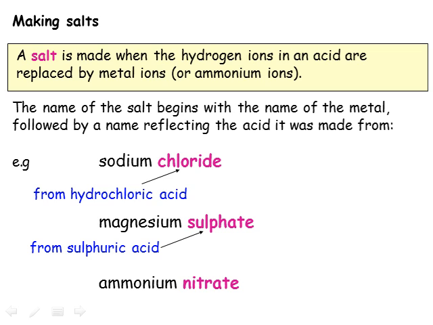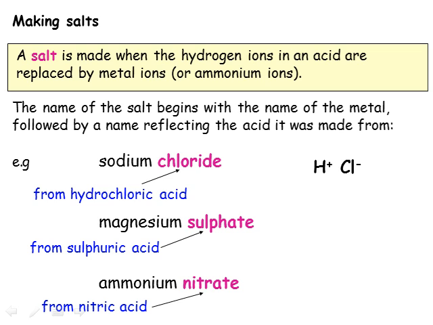Ammonium nitrate is an important fertilizer. It's made by replacing the hydrogen ions with ammonium ions. The acid we use is nitric acid. All nitrate salts are made from nitric acid. If we look more closely at this process of replacing hydrogen ions with metal ions or ammonium ions, we can see it reflected in the chemical formula of the salt.